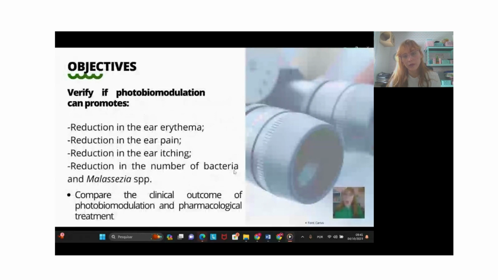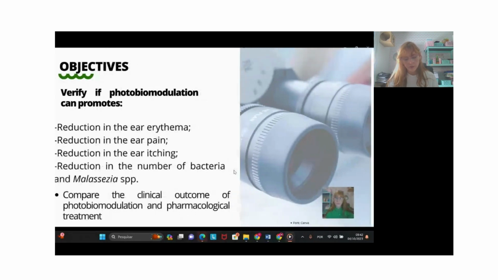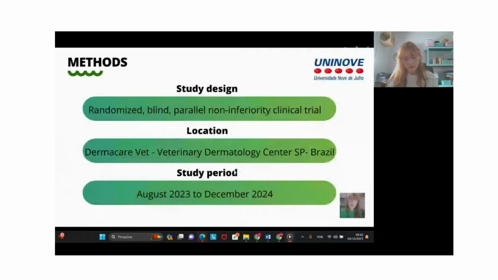So our objective is to verify if photobiomodulation can promote reduction in the ear erythema, reduction in the ear pain, reduction in the ear itching, reduction in the number of bacteria and Malassezia spp., and compare the clinical outcome of photobiomodulation and pharmacological treatment. The study will be carried out at the Dermacare Vet Center in São Paulo, Brazil, between August 2023 and December 2024.